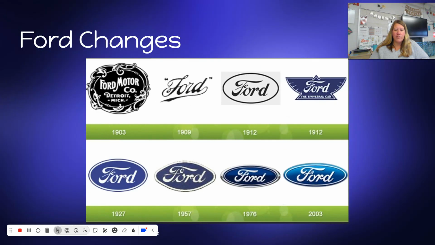And then here's some other ones, how Ford has changed throughout the years. Again, you can look over at your neighbor and tell them which one you like the most.